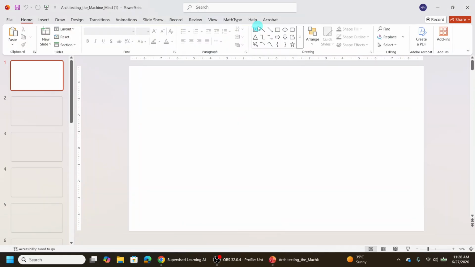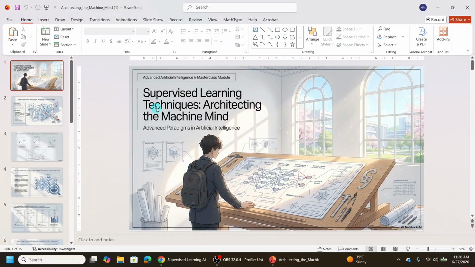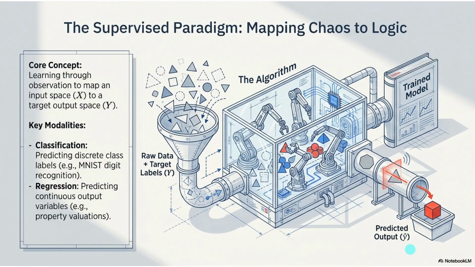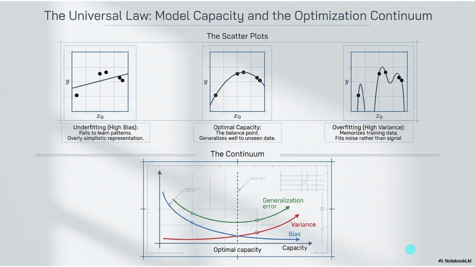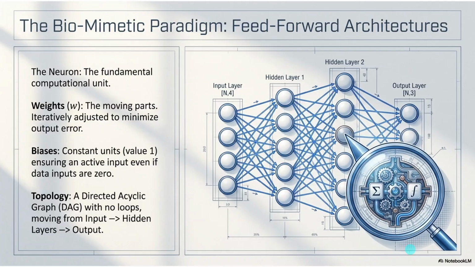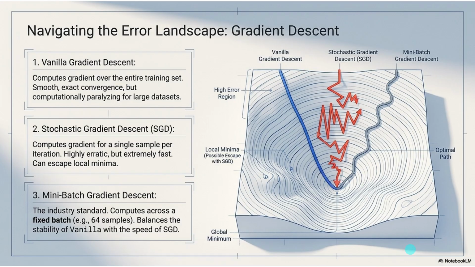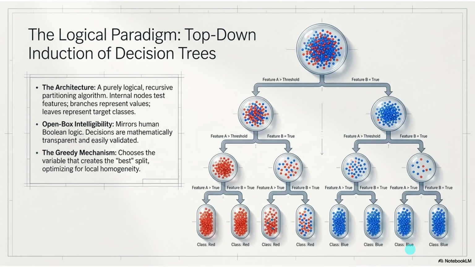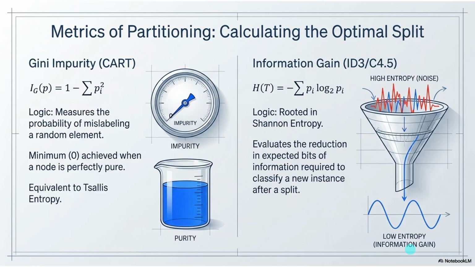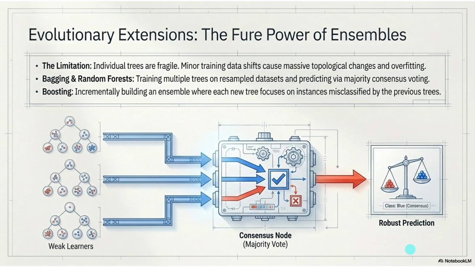And as you can see, our presentation is ready. The presentation is made on the topic supervised learning techniques, architecting the machine mind. And as you can see, it is an excellent presentation, very graphical and pictorial in nature. The audience who are aware of this topic know that all of these subtopics are very important considering supervised learning and advanced artificial intelligence. And the slide quality is excellent, very pleasing to the eye and very informative.